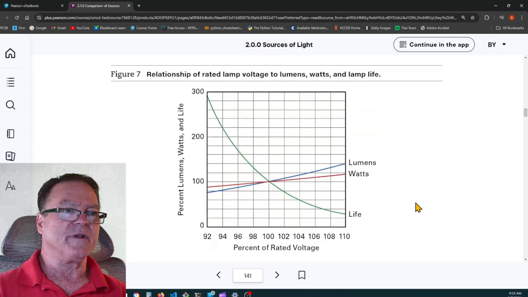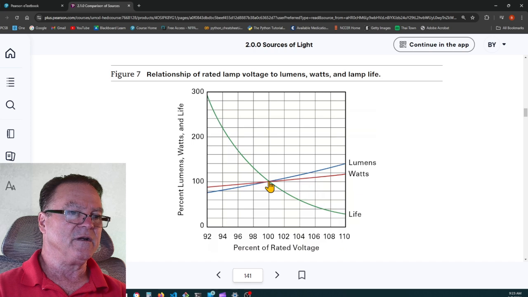All right. Let's see here. What are they trying to tell us? Relationship of rated lamp voltage to lumens, watts, and lamp life. So here's the lamp life, and here's the lumens per watt. When you have a low lumens per watt, you have a longer lifespan. And as these two cross, there's a sweet spot where you get output of about 100 lumens for 100 watts. And the lifespan, I don't know.